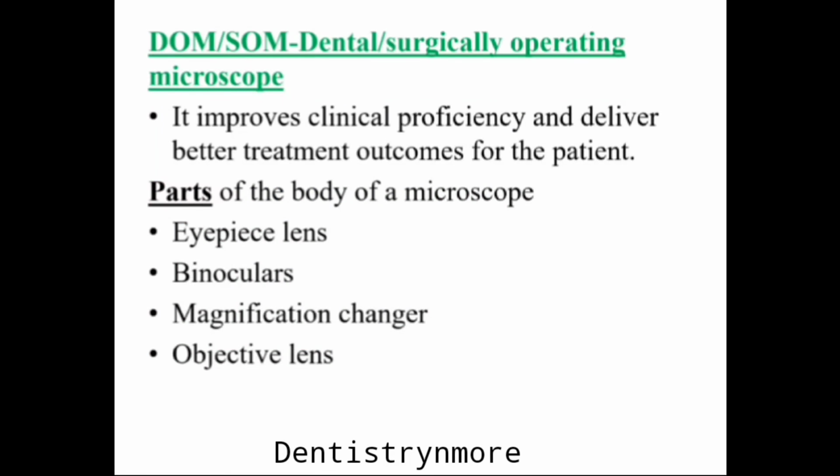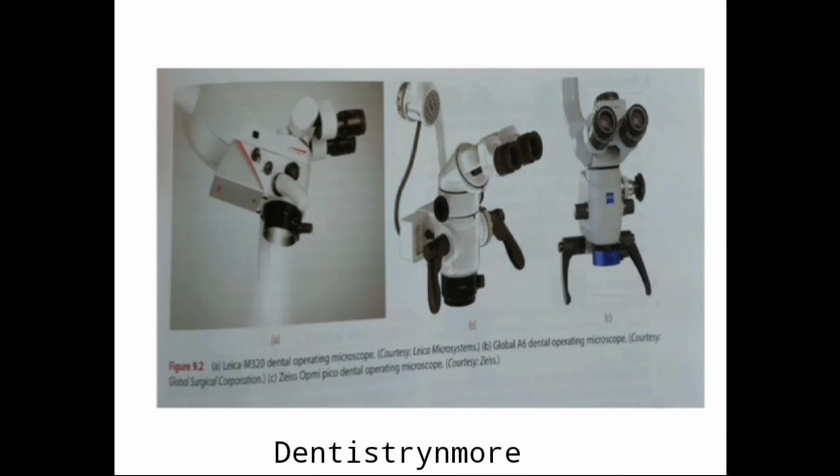Now we are moving to the dental or surgical operating microscope. It improves clinical proficiency and delivers better treatment outcomes for the patient. The parts of the microscope include the eyepiece, lens, binoculars, magnification changer and objective lens. So here you can see the dental operating microscope.